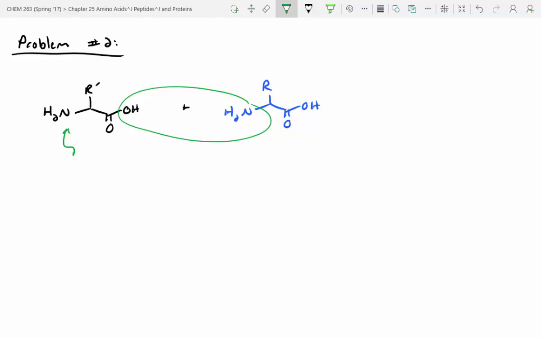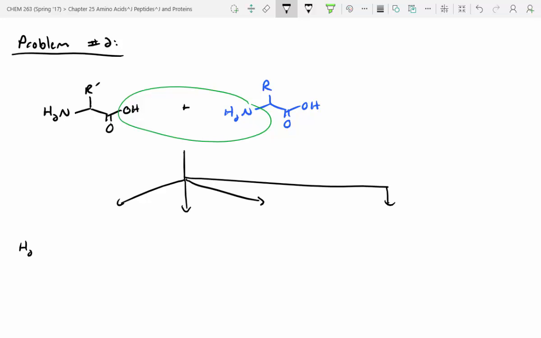Will that work very readily? No? Why not? It could attack itself. It could attack itself? Yeah, exactly. So with DCC, you'd run into a problem. So for example, you could run into one where it just couples with itself. Right? So that's one option.